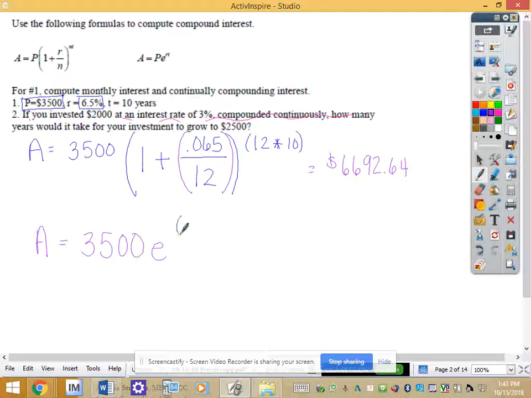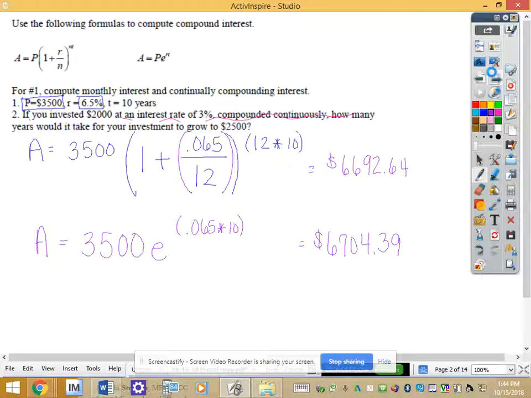e raised to the 0.065 times 10. Again, you need to make sure that the exponent is in parentheses, and that number will get you $6,704.39. Please remember that continuously compounded interest will always be higher than the use of the first formula. If your calculations do not turn out that way, then you need to double check your calculations. You may have left off the parentheses somewhere.